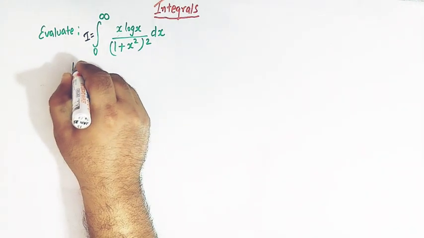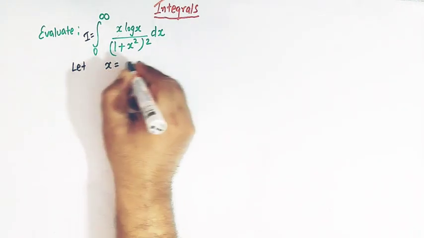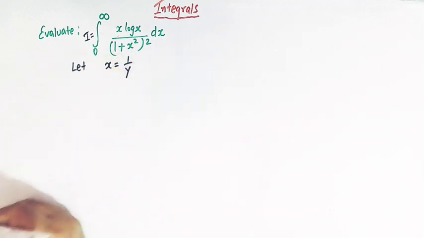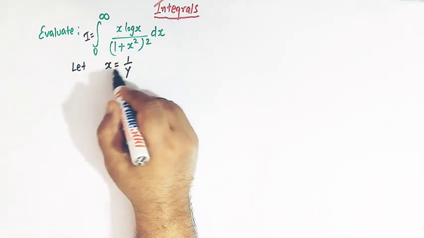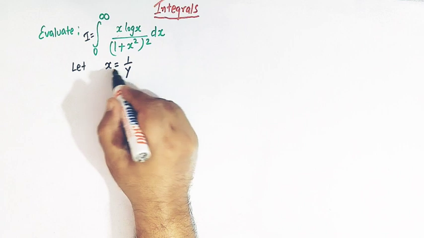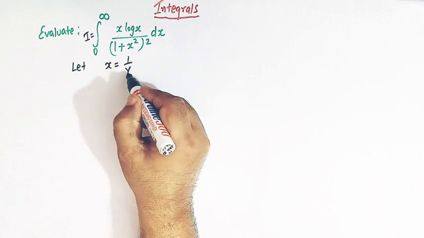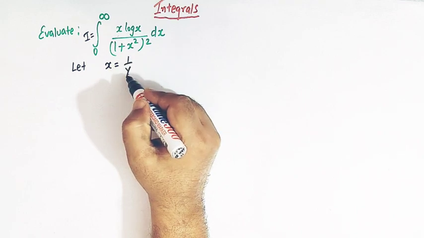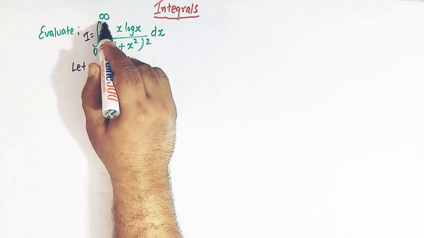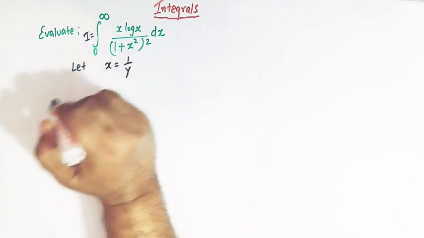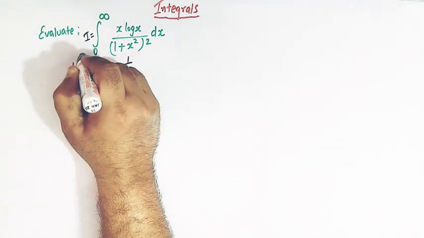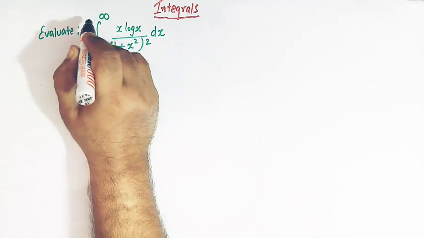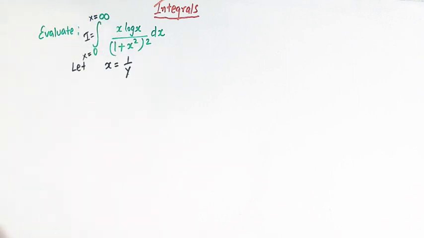So here let us substitute x is equal to 1 over y, right? So here why are we taking this substitution, that is x is equal to 1 over y, the reciprocal of y? Because see, here the limits of integration are from 0 to infinity, right? Now see, the lower limit is 0 and the upper limit is infinity, right?